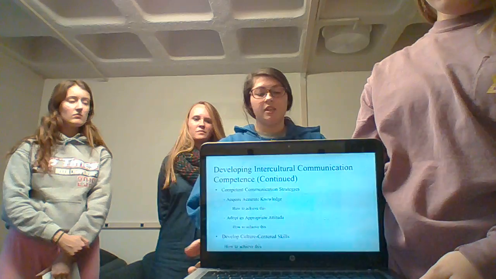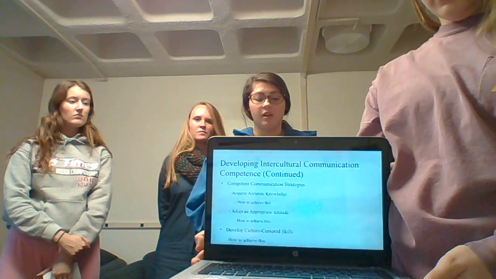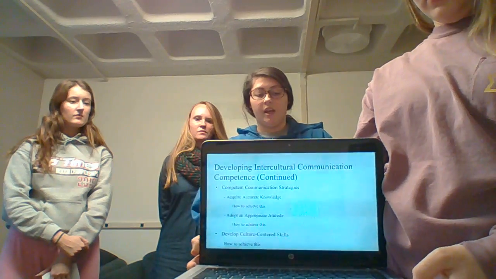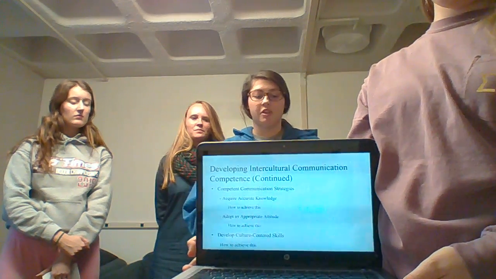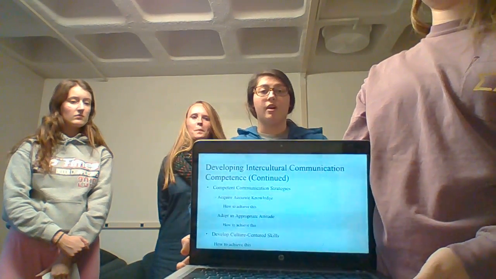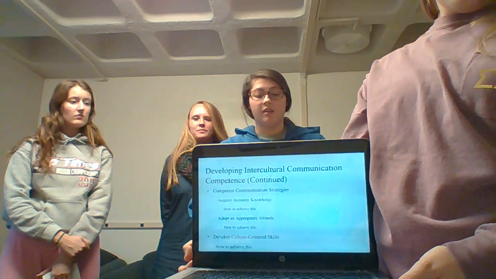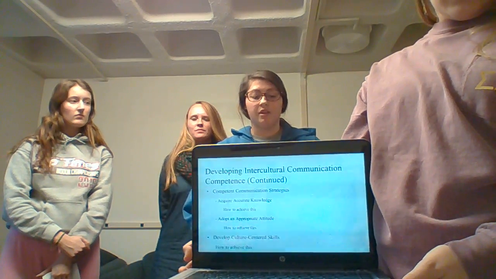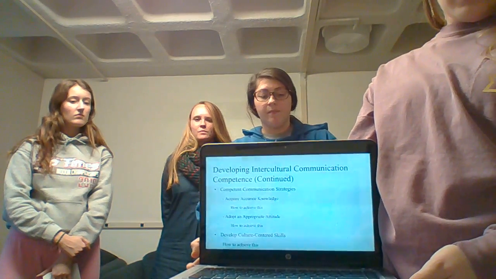The second strategy is to adopt an appropriate attitude, and there's 3 ways to do this. The first is to tolerate ambiguity, which is being okay with the unknown aspects of the culture. The second is to be open-minded. There's no right or wrong when it comes to their culture. The third is to be altruistic, and this is a display of genuine, unselfish concern for the welfare of others.